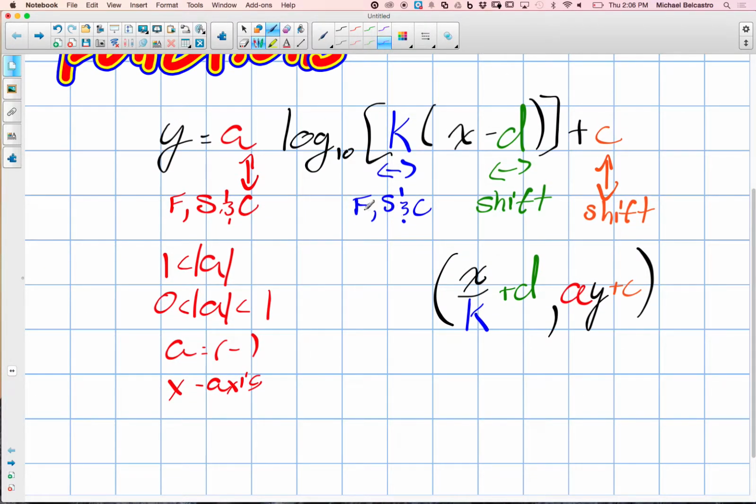Now, what about our k value? Our k value deals with horizontal flips, stretches, and compressions. If the absolute value of k is greater than 1, what is it dealing with? A stretch or a compression? Are we unsure? Okay. What about the absolute value of k less than 1 and greater than 0? That's right. This is a stretch. This is a compression. Where with our vertical stuff, this is a stretch and this is a compression. Okay? So just keep that in mind.